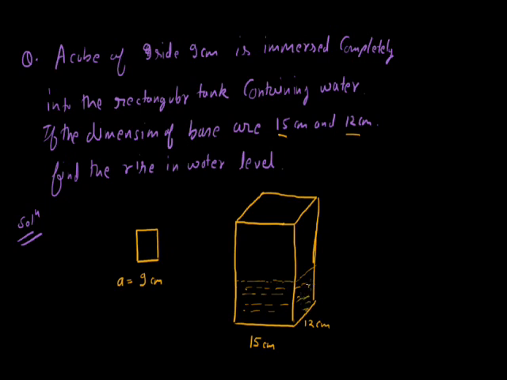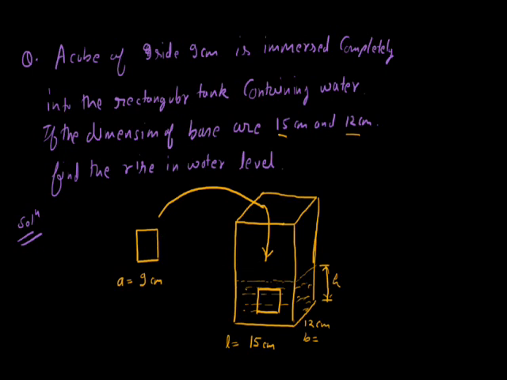That's the initial height of the water, h. This is the length, this is the breadth. Now this is the initial height of the water level in the tank. Now when we immerse this cube into this water, what will happen? Due to immersing of this cube in this water, the water level gets increased.